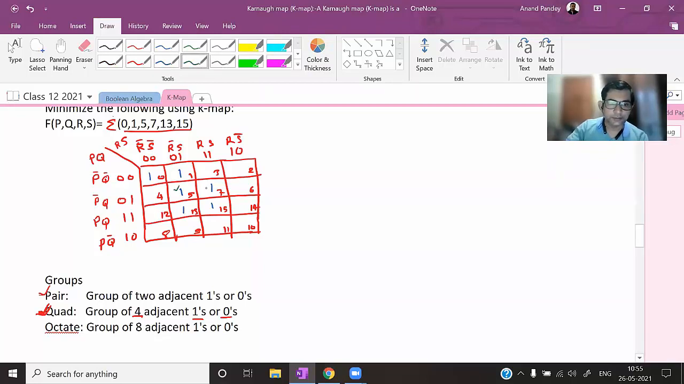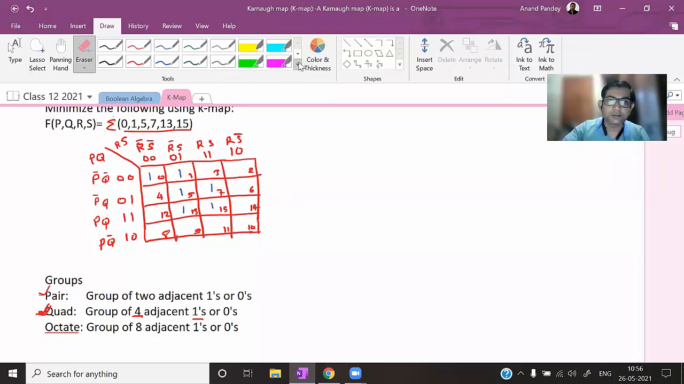See these 4 ones. Can you see? They are adjacent. And one very important thing: vertical or horizontal, not diagonal. They should be adjacent vertically or horizontally. Okay, so here you can see these 4 ones are adjacent.